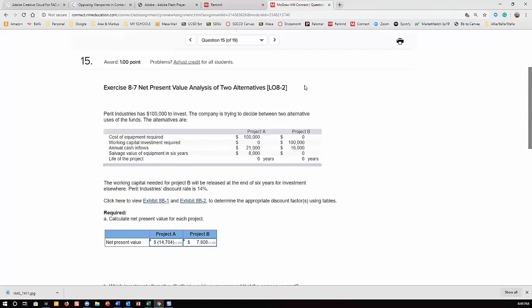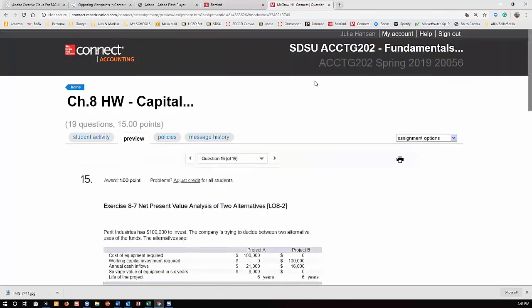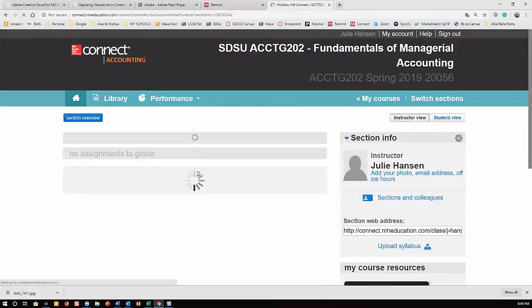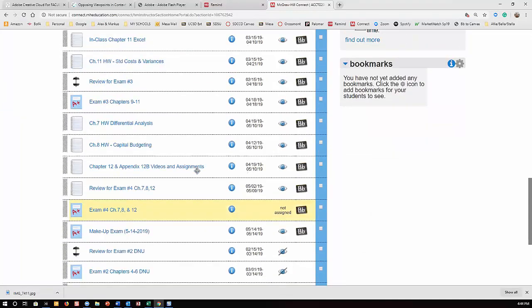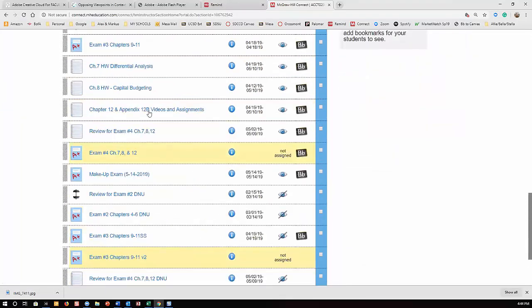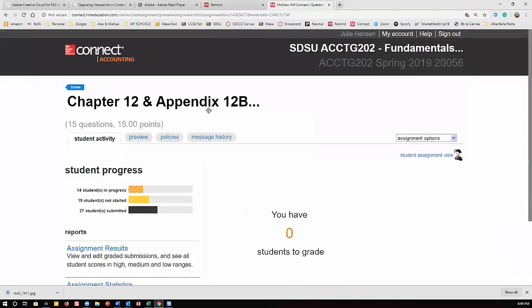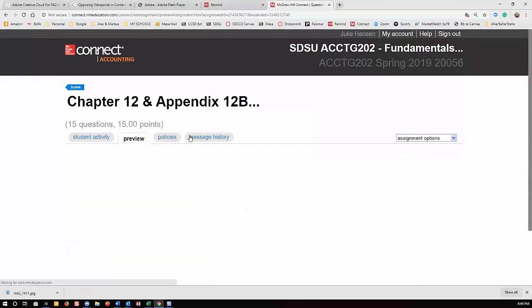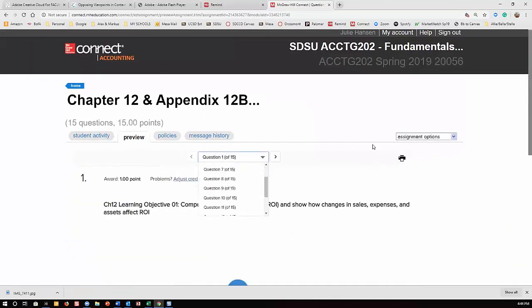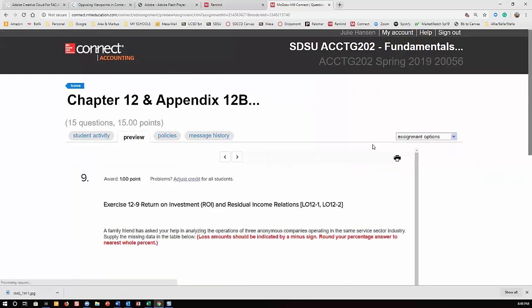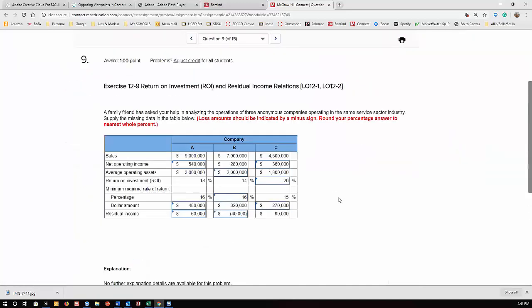Did you want to do this other question? Well, yeah, sure. I was just wondering if we need to be able to fill out that table, just because some of it is confusing. Let me look. Preview question 9.